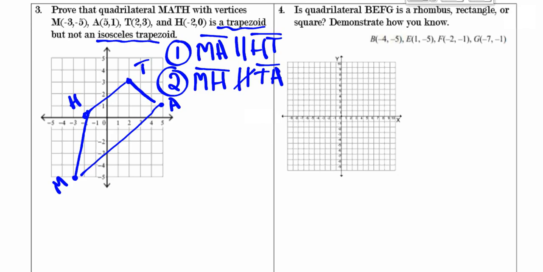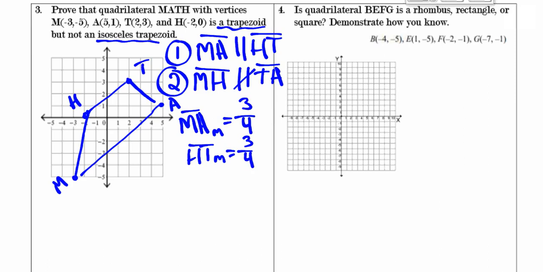So M to A, we're going up 6 and over 8. All right, 3/4. So MA has a slope of 3/4. HT goes up 3 and over 4. So that's got that same slope. So I've justified the first statement. Those are parallel lines. Actually, now that I'm thinking, that is a faster thing. I'd rather do that, but I've already started this.